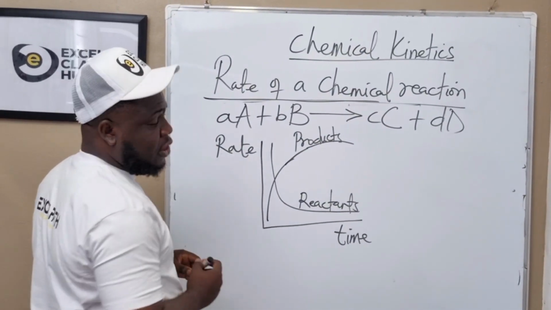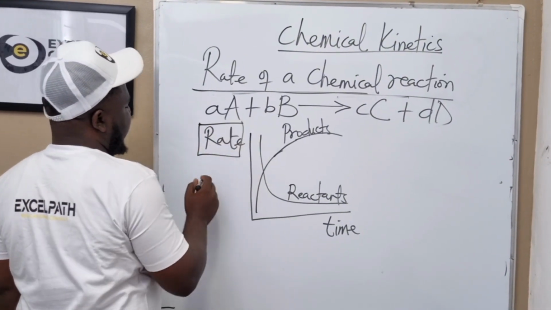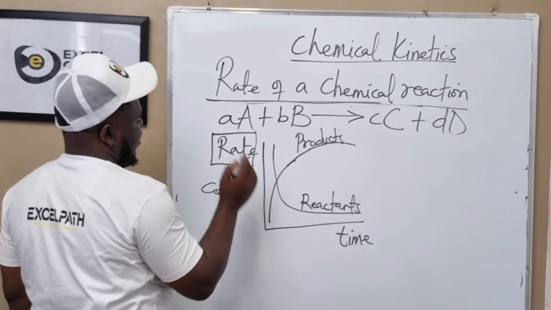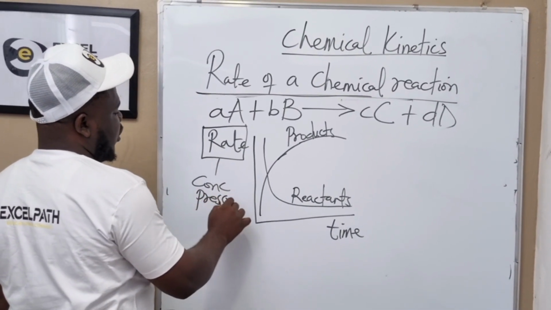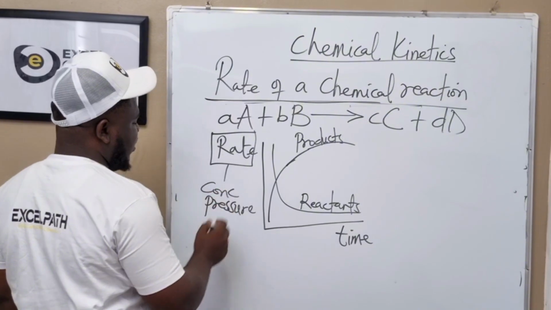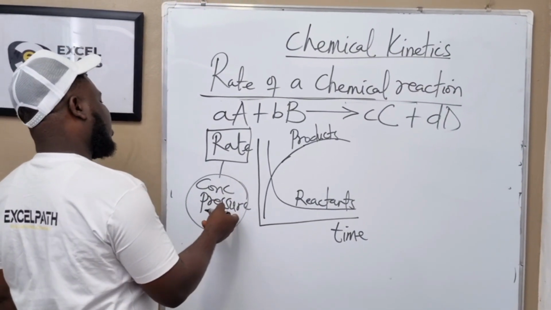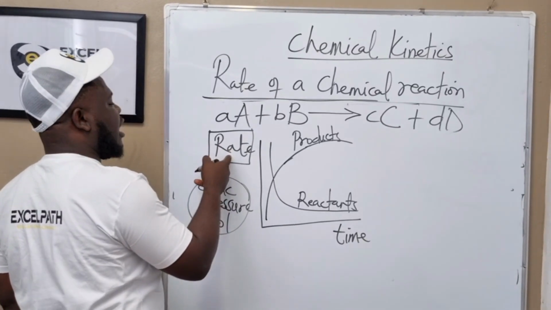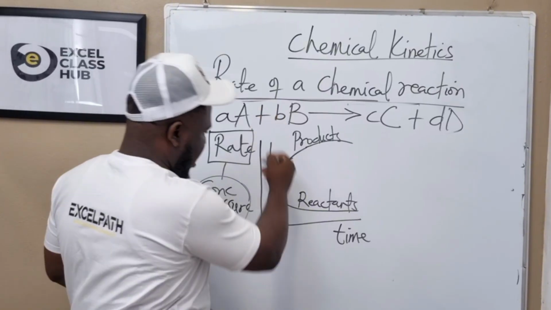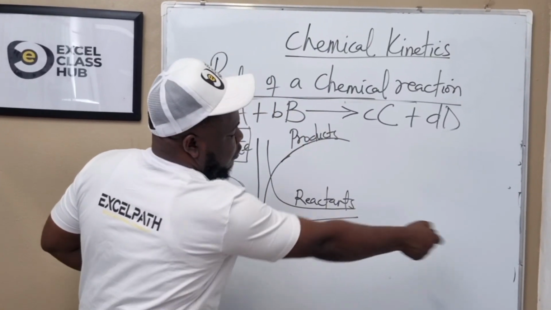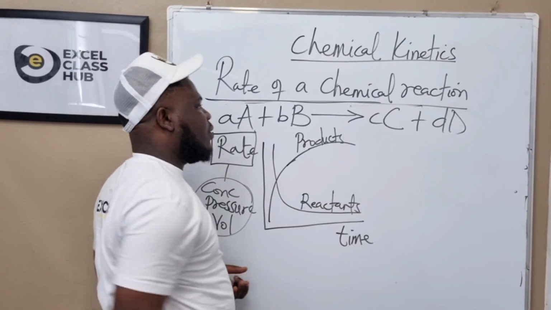And under exam conditions, at times, on this axis, rates can be replaced with concentration. At times, it can be replaced with pressure. At times, it could also be replaced with volume. So any of these three can replace rate on this axis, but nevertheless, the rule is still the same. Reactants will decrease with time, giving you this kind of curve, while product will increase with time, giving us this kind of curve.